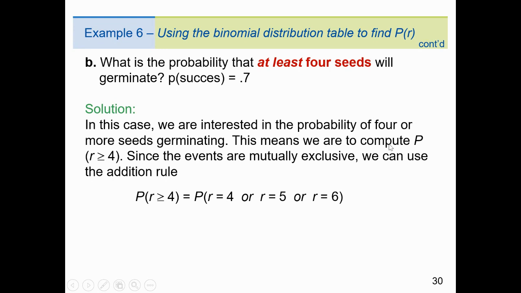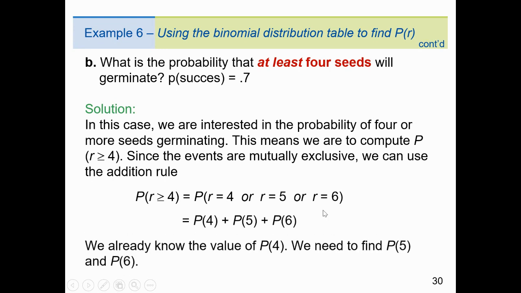This means we have to compute the probability of R greater than or equal to 4. 4 or more means 4, 5, or 6. So I could individually find all three answers, whether I'm using the formula or the table in the back. But we're going to see that just takes time. If I was using the formula, I'd have to do it 3 different times and then add those answers together.